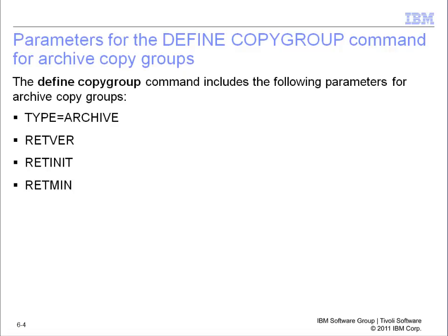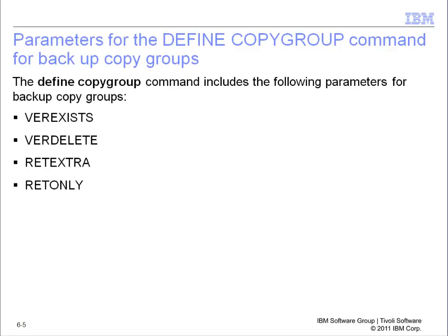Default, 365 days. This is a list of parameters that are specific for defining backup copy groups. Verexists. This is optional. The default would be 2. This means the maximum number of backup versions to retain for files that are currently still on the client system. So you would have 2 copies. One would be the active version, one would be the inactive version.